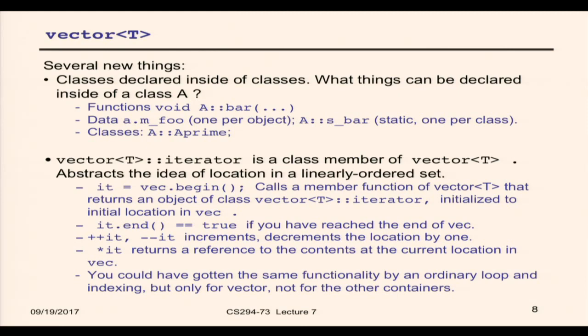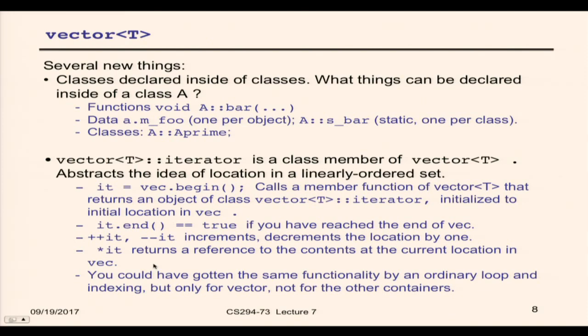So second thing is iterator.it.end, which returns a Boolean. It's true if you've reached the end of the vector, and it's false if not. You can increment your iterator, plus plus, minus minus. You can increment or decrement, in the plus or minus direction. Star it returns a reference to the contents of the current location in vec. So iterator is something that, when you define it up here, is an iterator associated specifically with this vector. So that means when you are evaluating star it, it is taking the current location, returning a value. That's the value in that current location in vec.